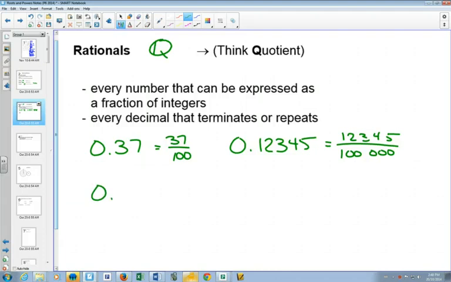What about repeating decimals? Can you write them as a fraction? Do you remember how to do that? Put it over 9. 5 over 9 is 0.5 repeated. That's why it's a rational number. What about 0.13 repeated? 13 over 99.